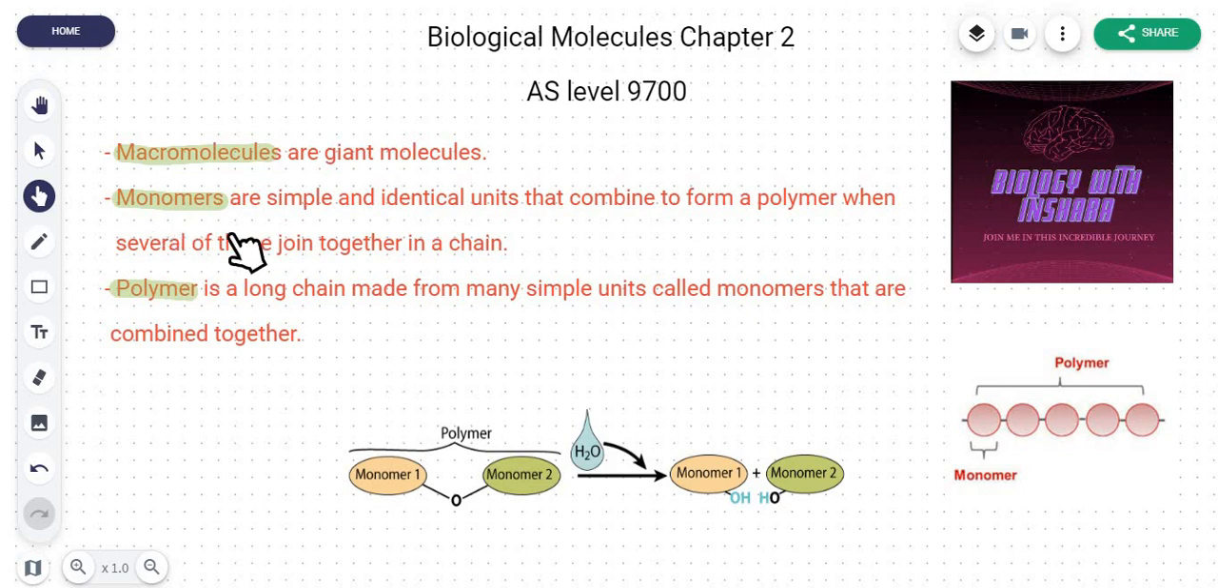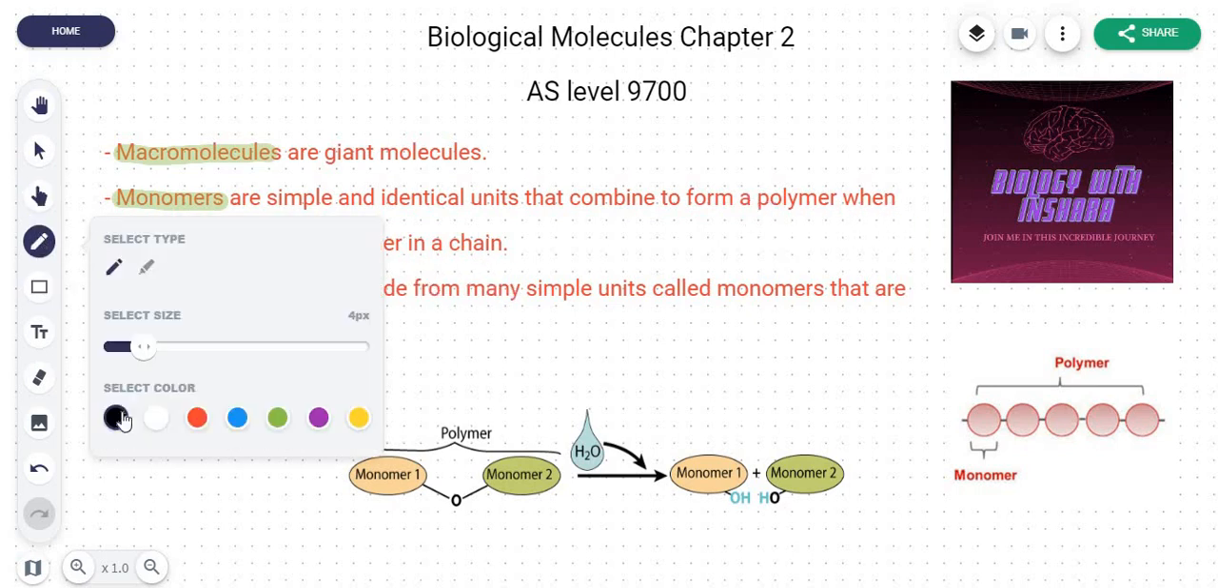Monomers. Now, this is where a little detail is required. Monomers are basically simple units that are the same. And when several of these combine together, they form a polymer, when several of these join together in a chain. Let me demonstrate what I mean by this. I'm going to be quick because this is easy and we have a lot of things to cover. This is not that hard.